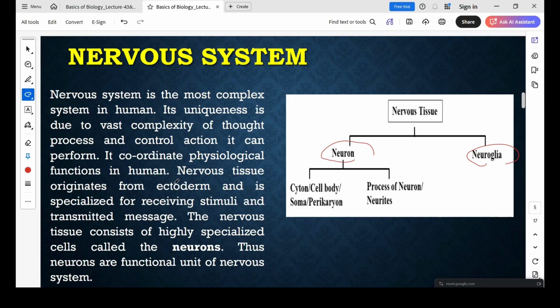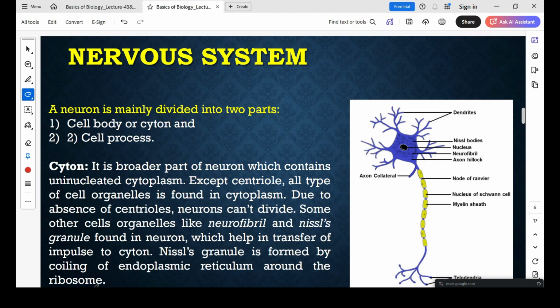The nervous tissue originates from ectoderm and is specialized for receiving stimuli and transmitting messages. It consists of highly specialized cells known as neurons, and these are the functional units of the nervous system. A neuron consists of two portions, the cell body or cyton, and cell processes. This is the cell body, whereas the rest of it is known as the cell process.